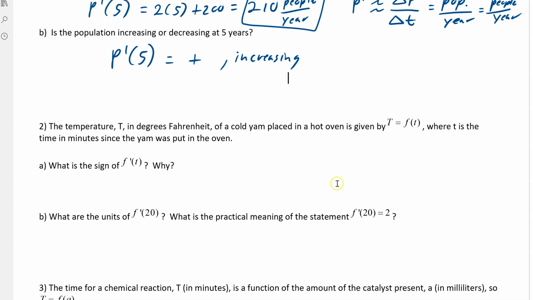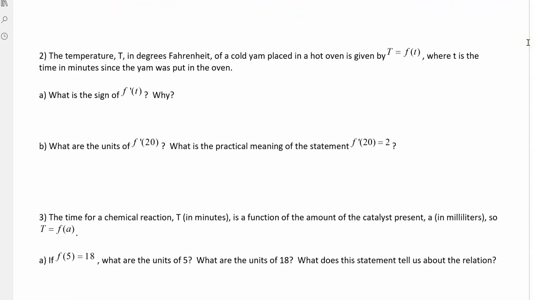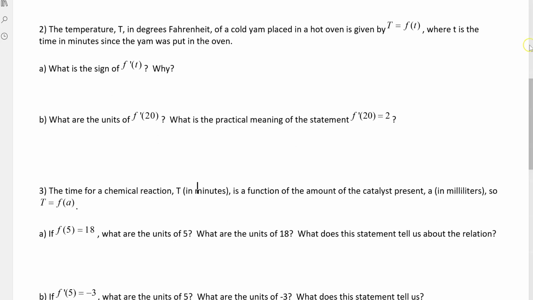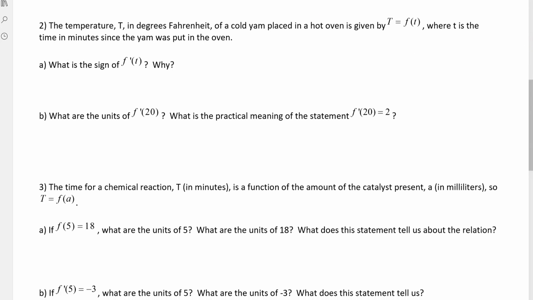All right. Now that we've done with the derivative, what we're going to do now is just interpret. We know how to find derivatives, so we're going to be able to get through 2 more examples fairly quickly by just interpreting. So the temperature T in degrees Fahrenheit of a cold yam placed in a hot oven is this formula, where T is time in minutes since the yam was put in the oven.